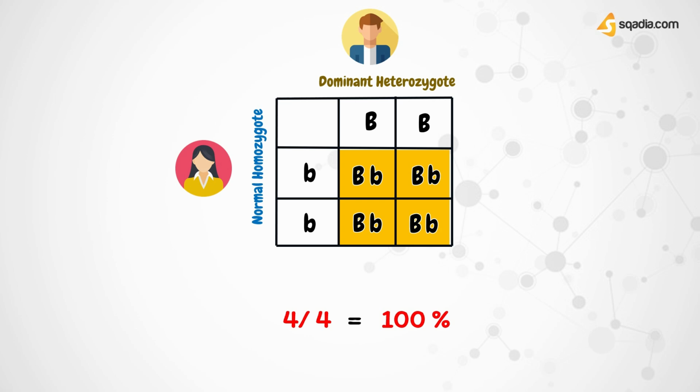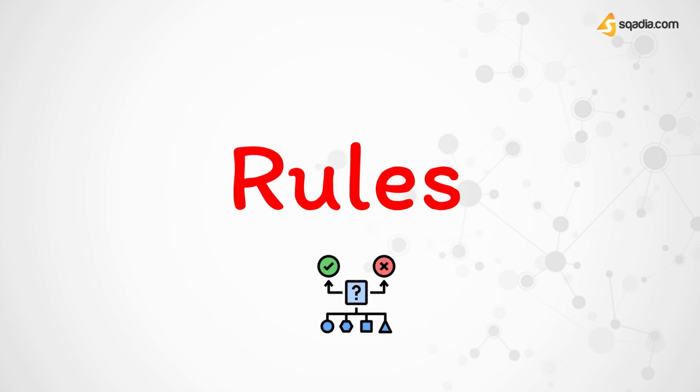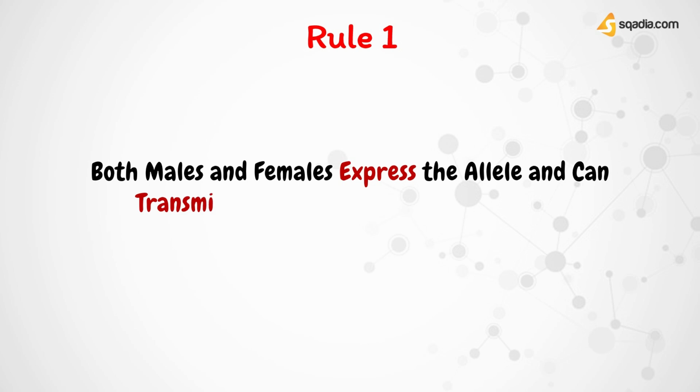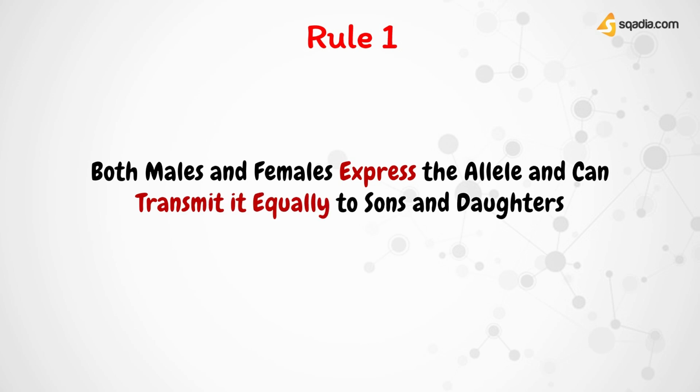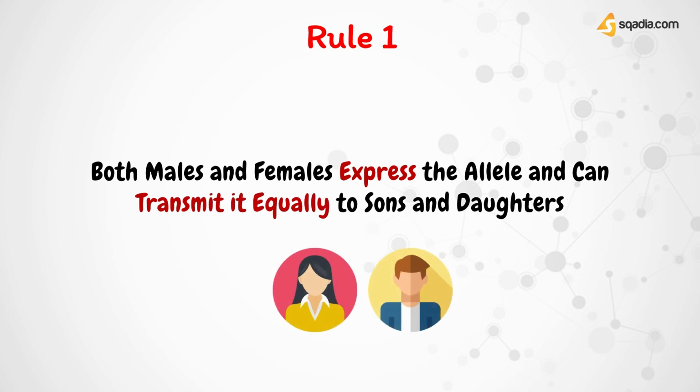Now let's discuss the rules for autosomal dominant inheritance. These are the basic rules for simple autosomal dominant inheritance. These rules apply only to conditions of complete penetrance, and where no novel mutation has arisen. First rule is that both males and females express the allele, and can transmit it equally to sons and daughters.